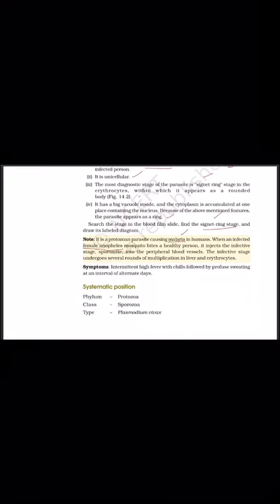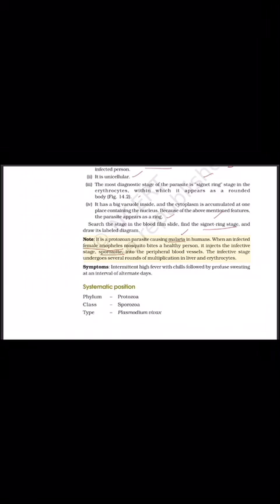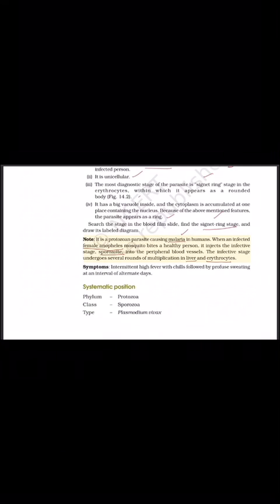It's a protozoan. Of course, all of us know Plasmodium is a protozoan parasite causing malaria in human beings. When an infected female Anopheles carrier mosquito bites a healthy person, it injects the infective stage, sporozoite, you must remember this word, sporozoite, into the peripheral blood vessels. The infective stage undergoes several rounds of multiplication in the liver as well as erythrocytes. So 2 target organs in us. One is the liver, another is the RBC.